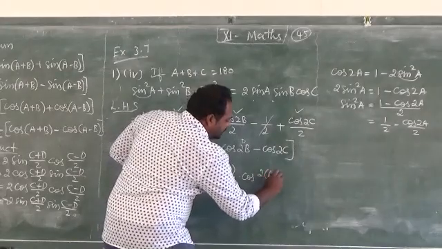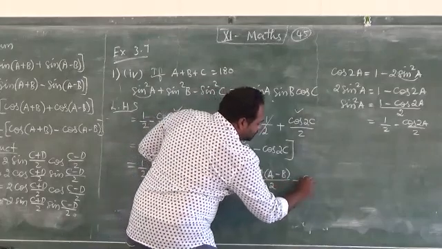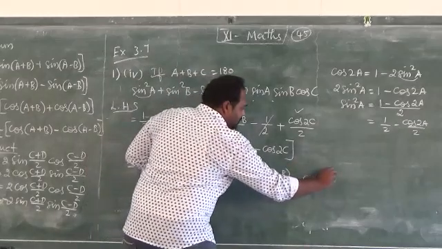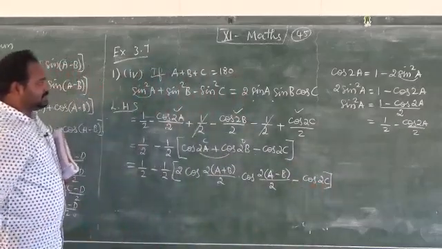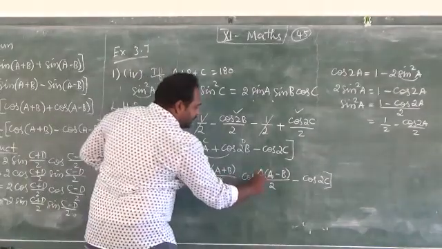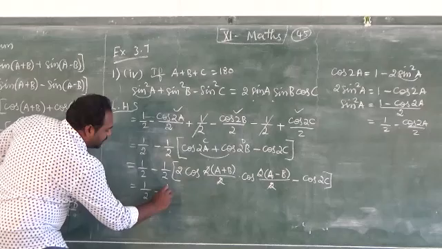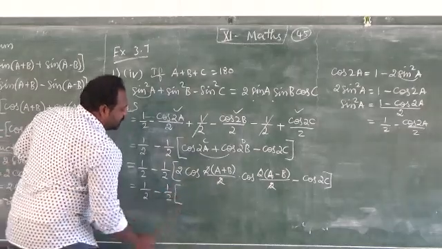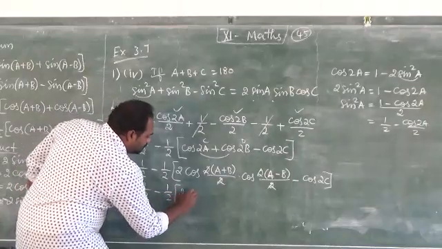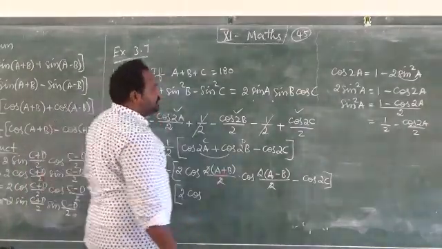A minus B divided by 2. Keep cos 2C as it is in the bracket. Next, 2 will be cancelled. Here 2 will be cancelled. 1 by 2 minus 1 by 2 into 2 into cos A plus B.